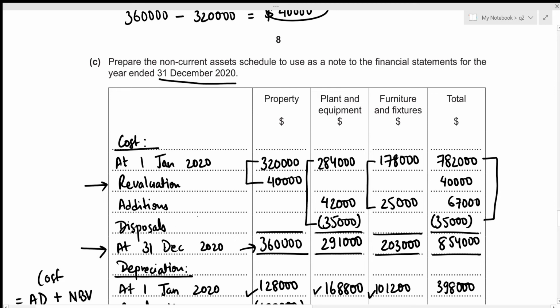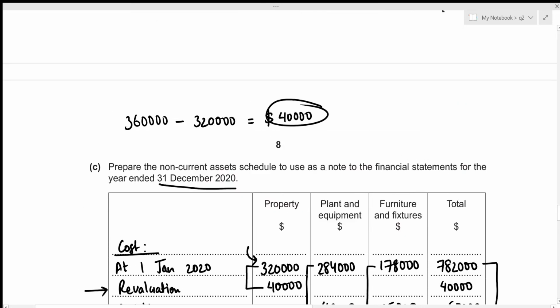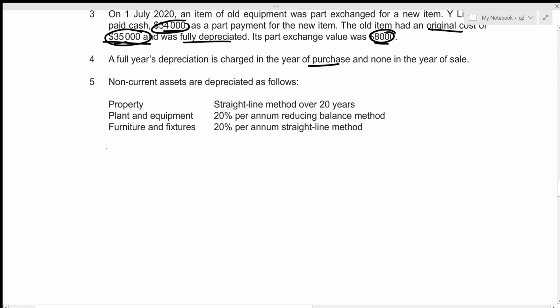But this is the revalued amount. Previously, we had the cost of 320,000, and out of this, 128,000 had already been depreciated. So now we need to figure out the percentage of the remaining value, or the net book value, right? Let's figure it out. So that's going to be the cost of 320,000. And out of this value, 128,000 was already depreciated. So we need to subtract this. And we need to figure out its ratio.